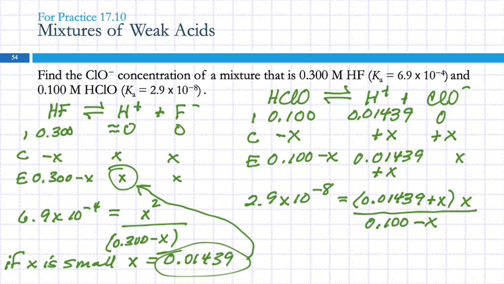So how would we do x is small here? Anywhere that x is added or subtracted from something, we're going to say it's essentially 0. We're going to ignore it. So then 2.9 times 10 to the minus 8 times 0.1 divided by 0.01439. x should equal 2.0 times 10 to the minus 7.